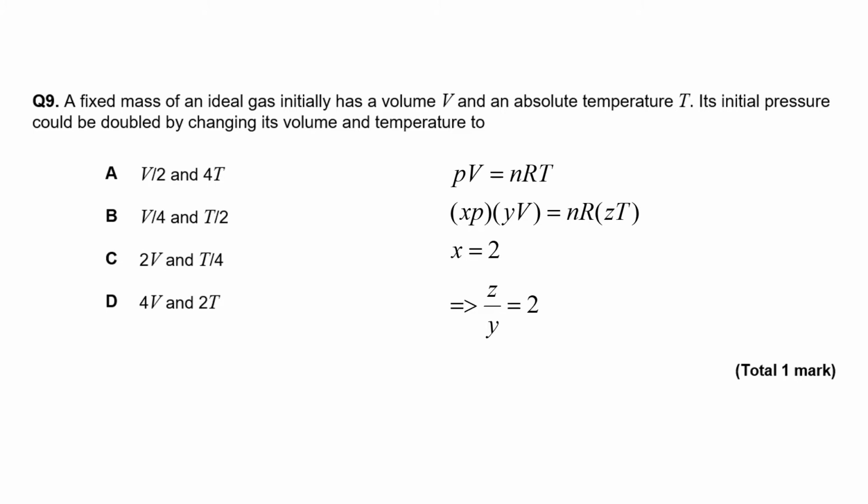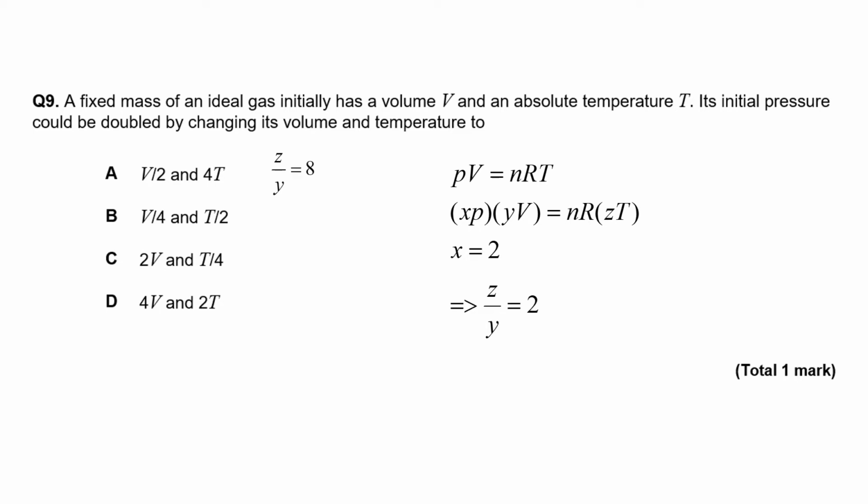But we're also going to have to multiply V and T by certain numbers, and they might be different, so I've called them Y and Z. But we need the result of those 2 to give a doubling of pressure. So when we take Y, V over to the other side, we know that Z divided by Y must be equal to 2, so that the pressure is doubled. So then for each of these A, B, C, and D, I'm going to express Z over Y.